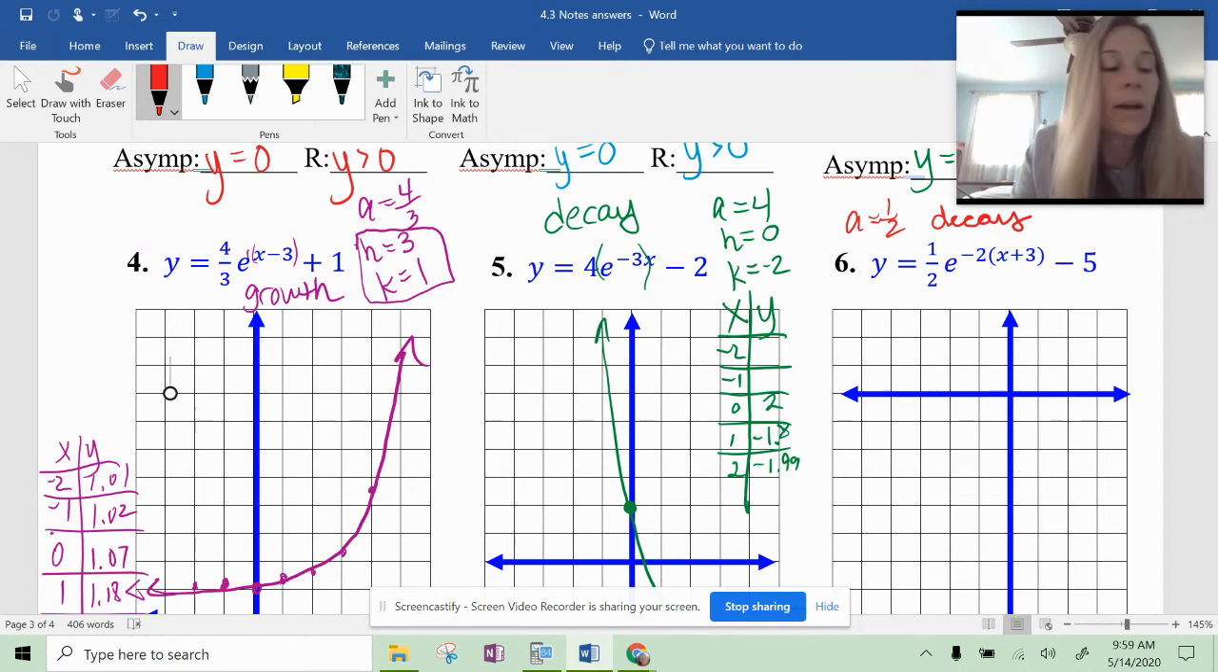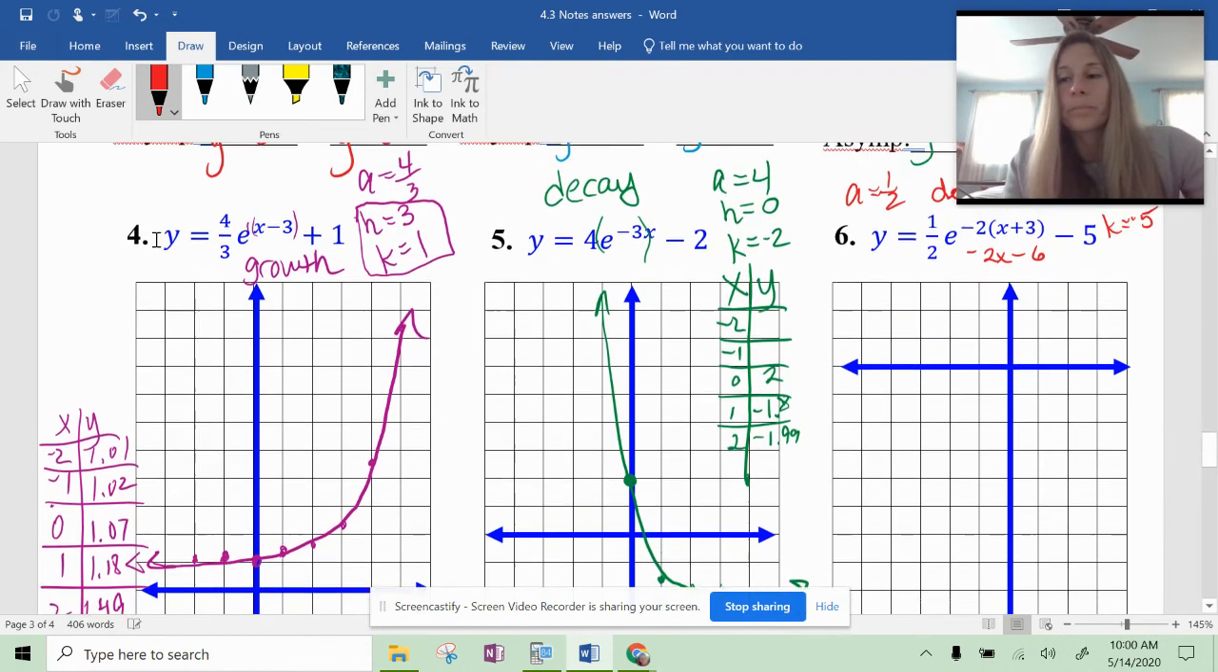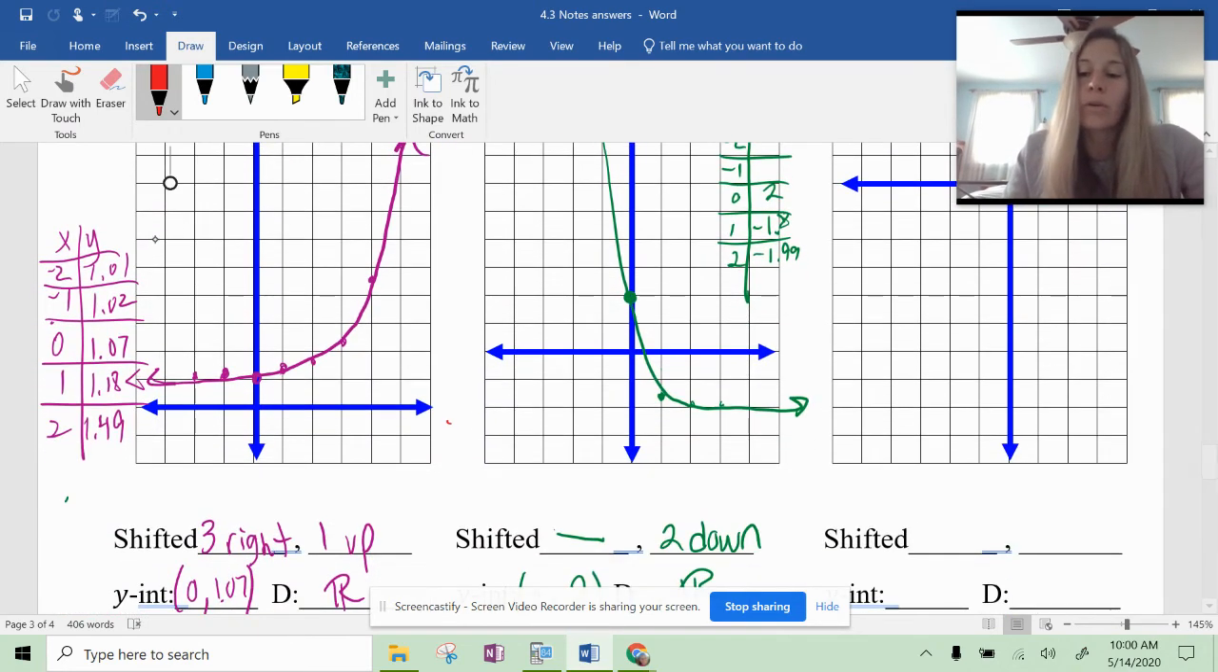Okay, but in order to find the h, you actually are going to have to change this to -2x minus 6. So then we know that h is 6 and the k is -5. So if the h is 6, we're going 6 to the right. If the k is -5, we're going 5 down.